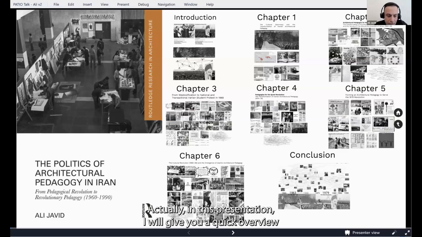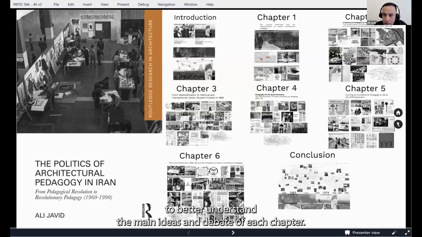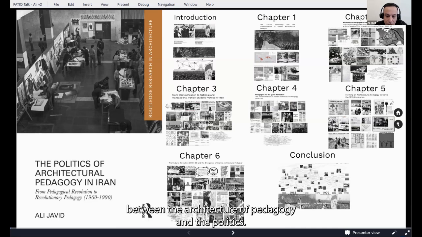Actually, in this presentation, I will give you a quick overview of the book, and for each chapter, I'll give you an example to better understand the main ideas and debate of each chapter. The main discussion of the book is about the interrelation between architectural pedagogy and politics.